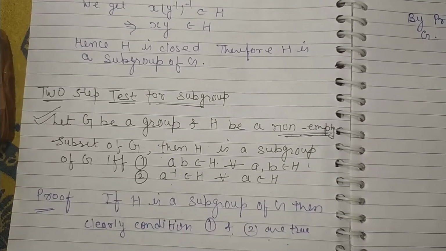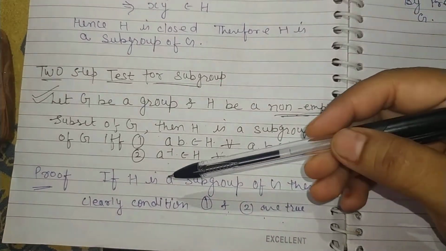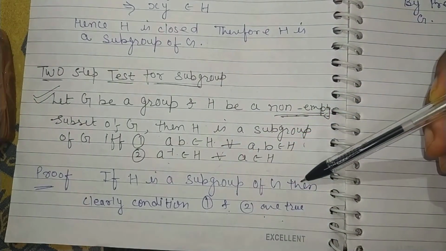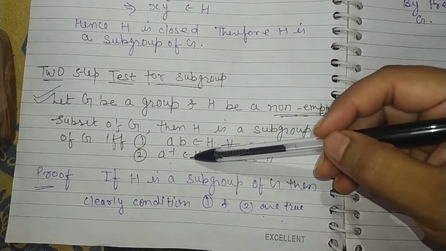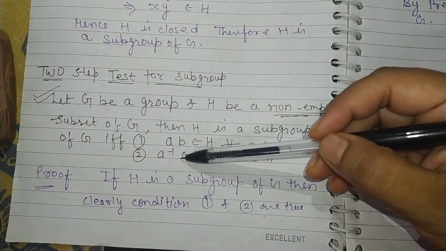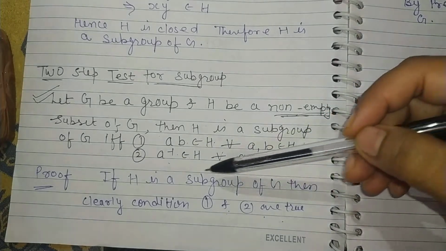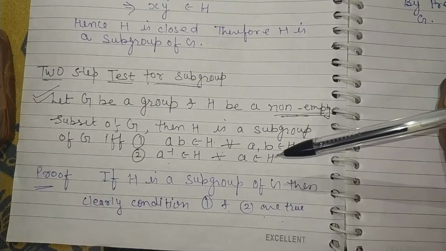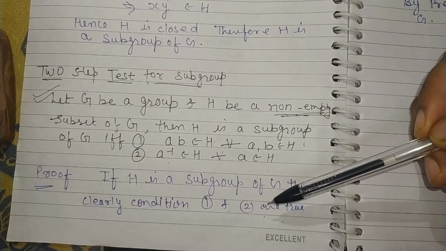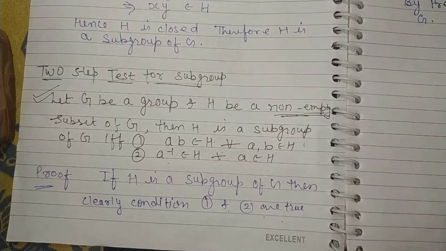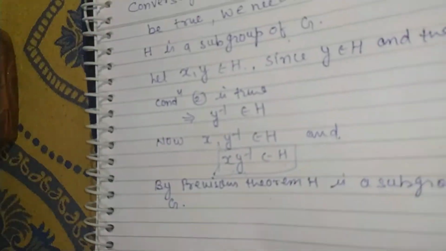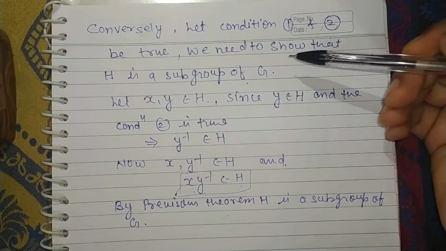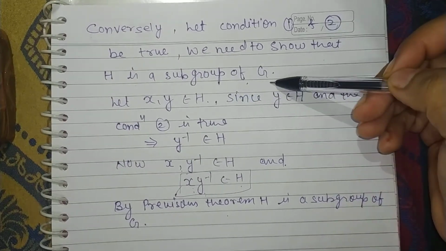So how do we prove it? Let H be a subgroup. If H is a subgroup of G, then clearly conditions 1 and 2 hold, because this is the closure property and this is the inverse property. If H is a subgroup of G, then this also satisfies 1 and 2. So there is nothing to prove here, but in the converse part, let conditions 1 and 2 be true, and we need to show H is a subgroup of G.